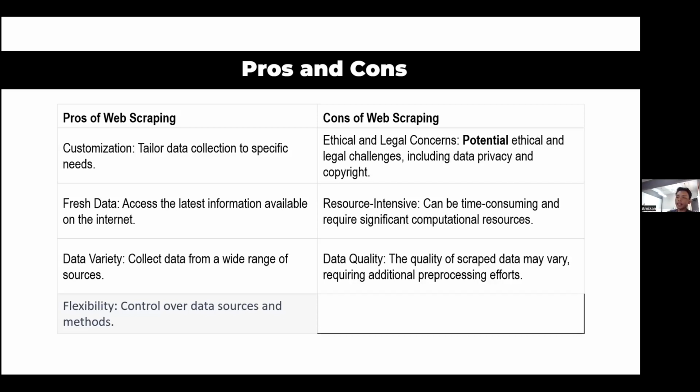Okay, and then flexibility. You can control the data source and methods because it's scalable. You can change the amount of data that you need. For example, if you want to look at 1,000 tweets, only 1,000, you can limit that so that you won't be burdened with overload of things that you don't need.